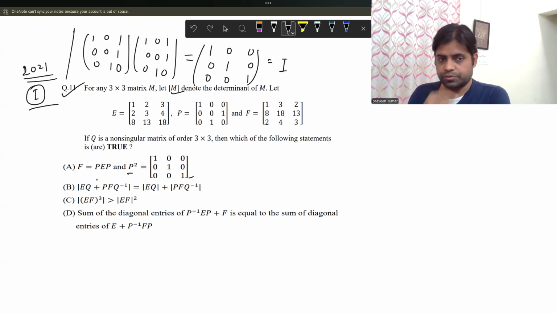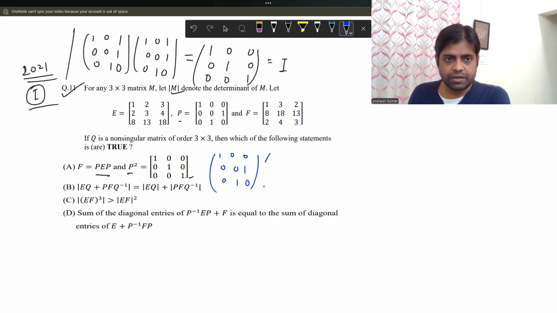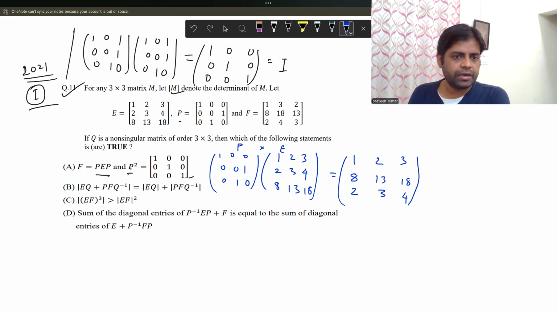In first option, this part is true. We have to find whether PEP is equal to F or not. So we have P here, a simple matrix, and we have to pre-multiply it by E. So we will have to do it like this. This is our P. P means 0, 1, 0, 0. इसको we have to multiply with E. 1, 2, 3, 2, 3, 4, 8, 13 and 18. इसको मल्टीप्लाई करके देखते हैं. ये हमारा क्या है? ये है P और ये है E. We are multiplying these two. Let's see what happens. So ये again post multiply it by P.